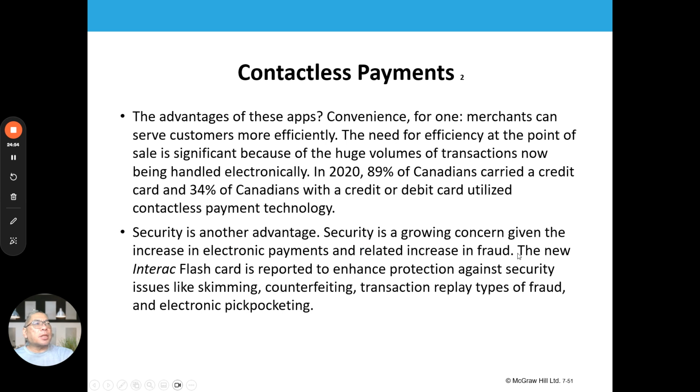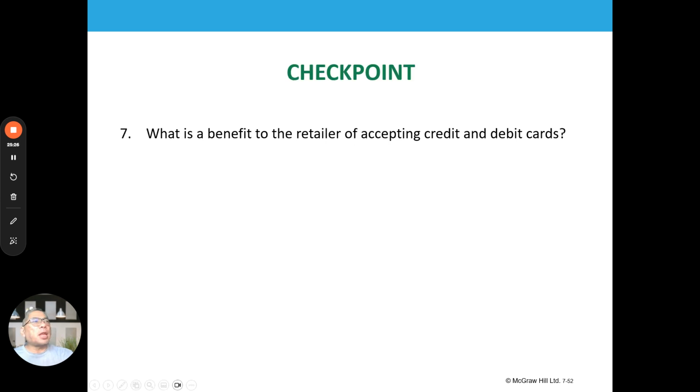Security is another advantage. It's a growing concern with the increase in payments and the increase in fraud. So it reduces the level of fraud. But there are also issues like skimming, counterfeiting, and transaction replay that are related to contactless payment. So you have to make sure you are careful every time you make a payment. Make sure nobody has your numbers. Make sure nobody has the 3-digit code of your credit card. Bank statement, checkpoint. This is your checkpoint in terms of credit card and debit card.